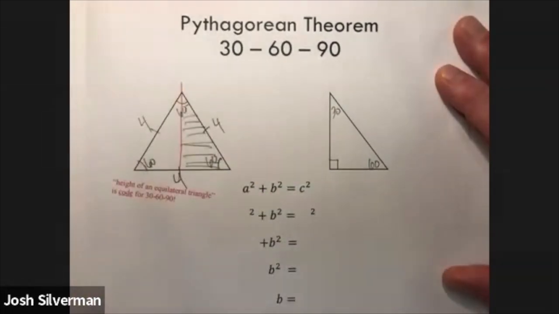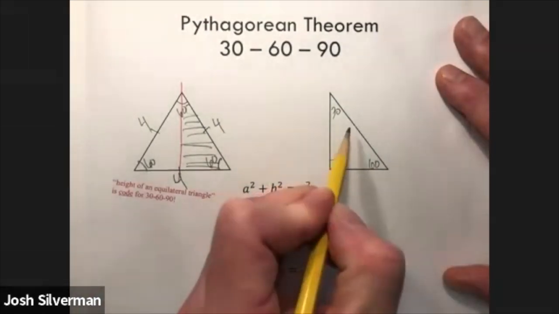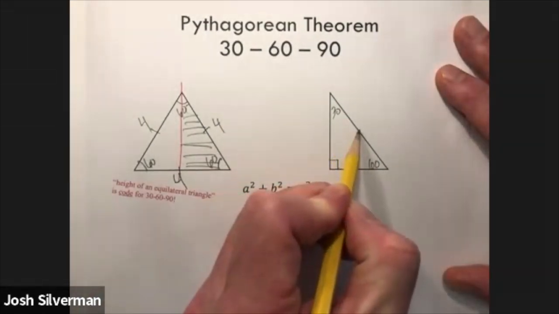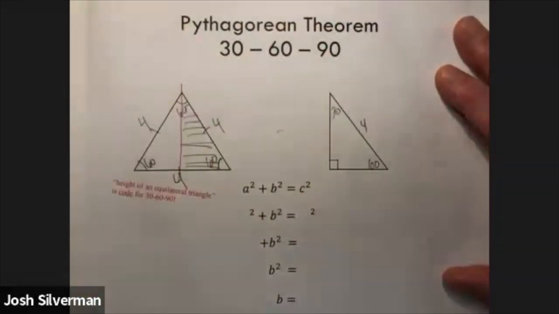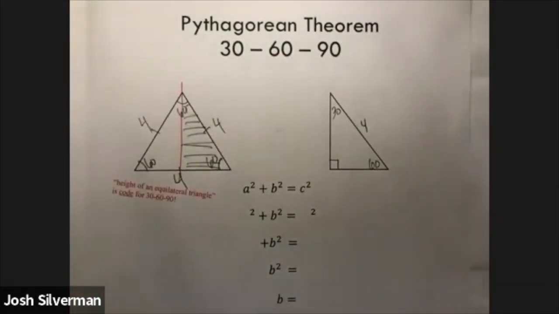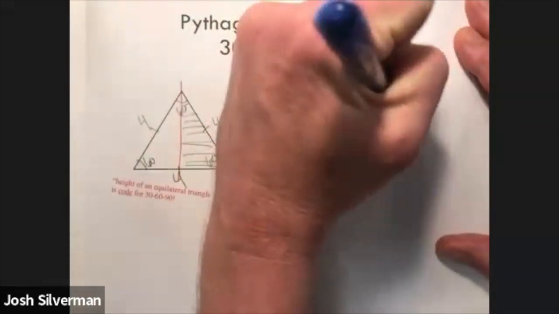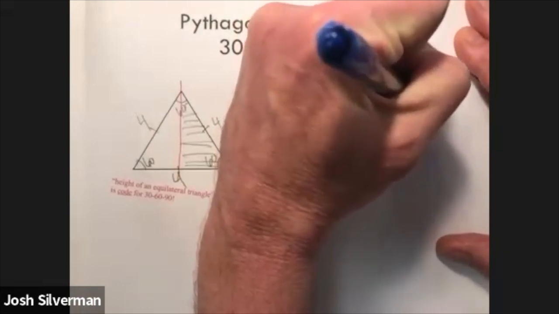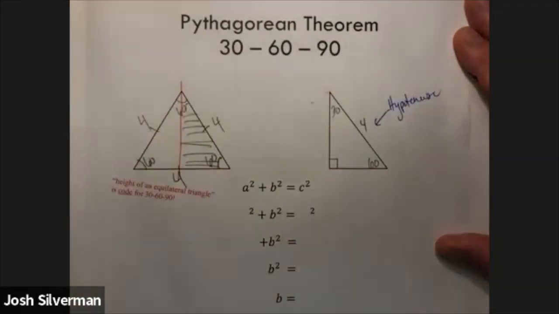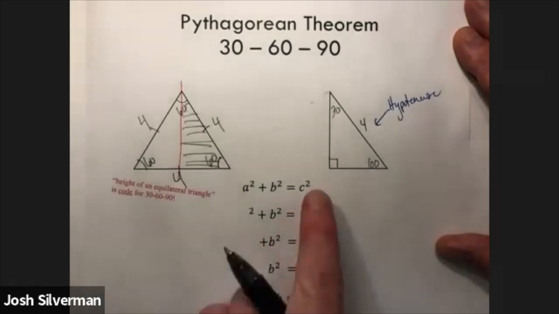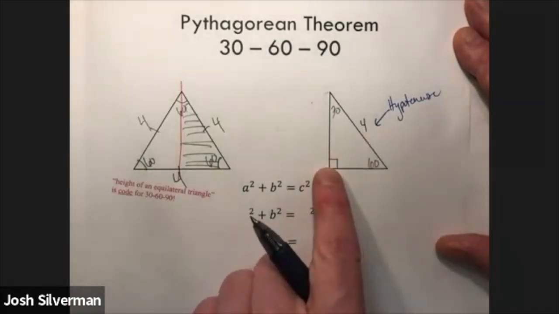All right, let's just say each of these sides was originally a length of 4. Now, if those sides were each 4, what would be the length of this side right here? Well, 4, because it's the same as the original side. And that longest side, we call that the hypotenuse. The hypotenuse is the longest side in a right triangle, and it's always across from the 90-degree angle.